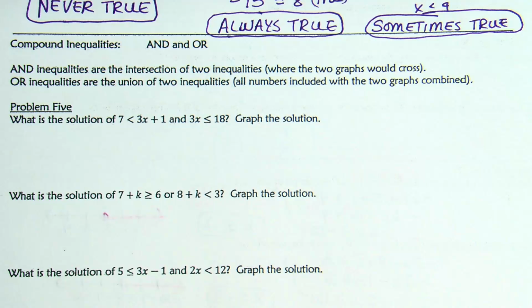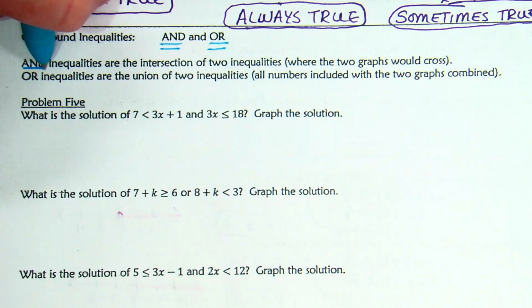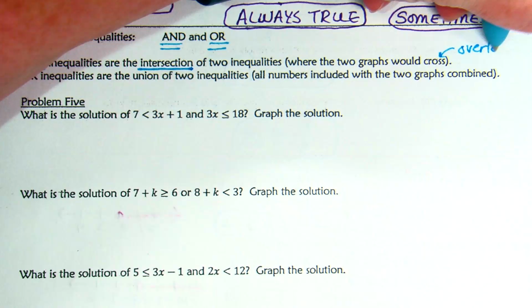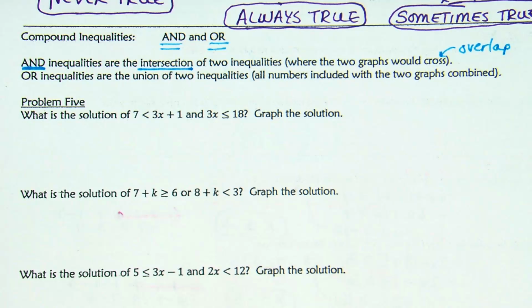With an or statement, it is what we call the union of two inequalities. With an or statement, it's this or this. So all numbers are included. And with an or statement, you usually end up with your graphs going out and away from each other. It's not that nothing overlaps, but it's an or statement. So it's this or it's this. With an and statement, they go towards each other, and it's what overlaps in the middle. Okay, so those are the traditional ands and ors.